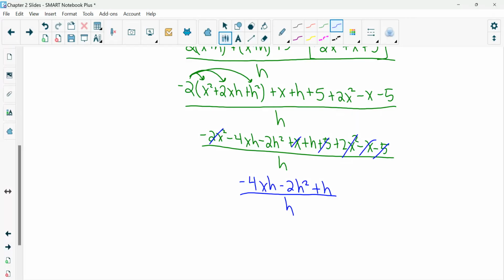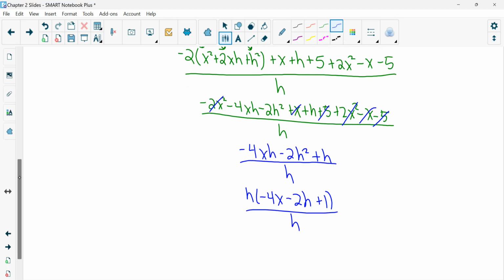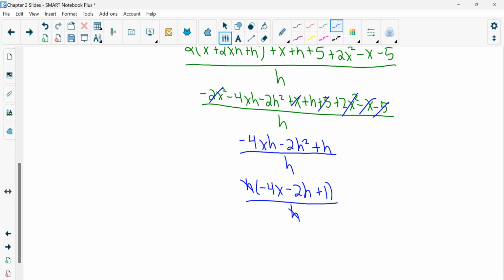So we had the negative 4xh minus the 2h, and then plus the h. And so again, just like we did in that previous problem, they all have h's in them. So we're going to pull out a GCF of h. Or if you wanted to, you could do the hard method. It's not really hard anymore. You just got to make sure you divide everything by h. Okay, so I pulled out a GCF of h, divided everything by h, and then the h's cancel. So your final answer should be negative 4x minus 2h plus 1.